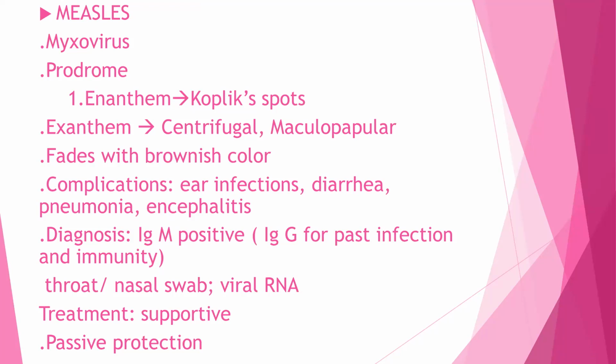Complications. When the prodrome is severe, complications are severe. Ear infections, diarrhea, pneumonia, even encephalitis. Diagnosis, IgM positive, IgG for the past infection and immunity. You can diagnose by throat or nasal swab, and viral DNA. Treatment is again supportive. Passive protection is by the EPI.